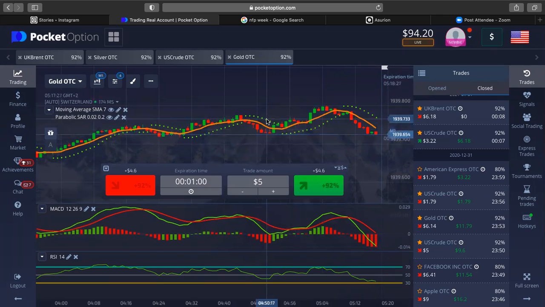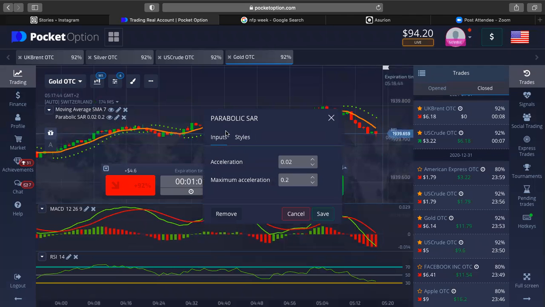Now, the last indicator that I told you guys to write down was the Parabolic SAR. The Parabolic SAR stands for Parabolic Support and Resistance, right? I'm going to dive a little bit deeper into that once I teach you the actual strategy, but that was just a quick note. When you go to the settings, the acceleration and maximum acceleration are going to stay the same. You do not change that. For styles, you're going to leave it the same as well.